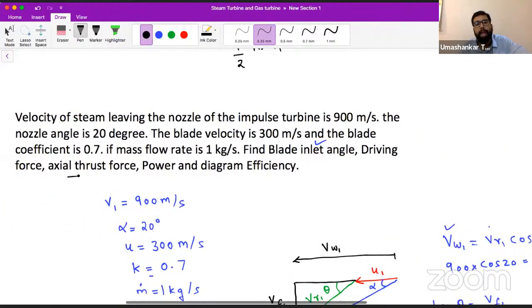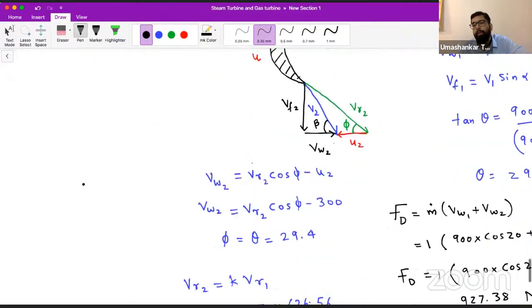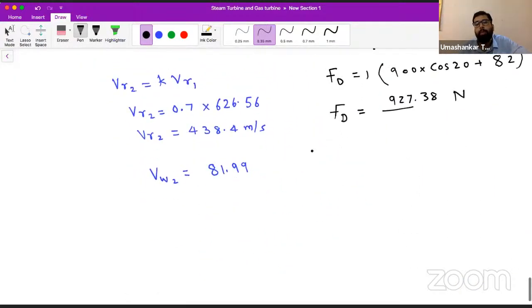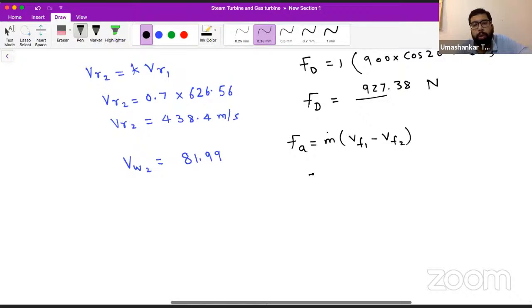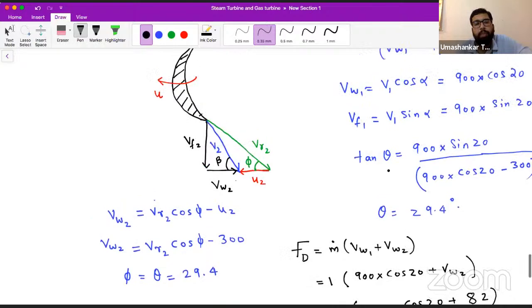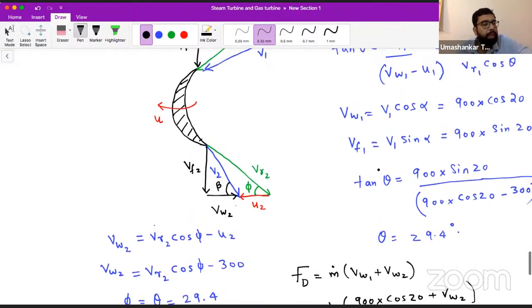So we have to calculate the axial thrust power. Now, for axial thrust power, we require what? We require Vf1 minus Vf2. This is the formula we have seen. So for axial force calculation, we have Vf1 minus Vf2. Vf1 is V1 sine alpha, yes or no? V1 sine alpha, we know.